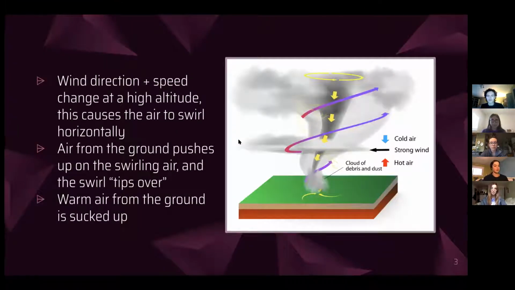Now, how these happen is when the wind direction and speed changes really high up in the air, this causes the air to start swirling horizontally like this. Then the warm air from the ground pushes up onto the swirling air in the sky, which makes that swirl tip over, which is why we sometimes see tornadoes on their side. The warm air continues to be sucked up, and that funnel shape grows longer and stretches towards the ground. At the point where it touches the ground, that's when we can call it a tornado.